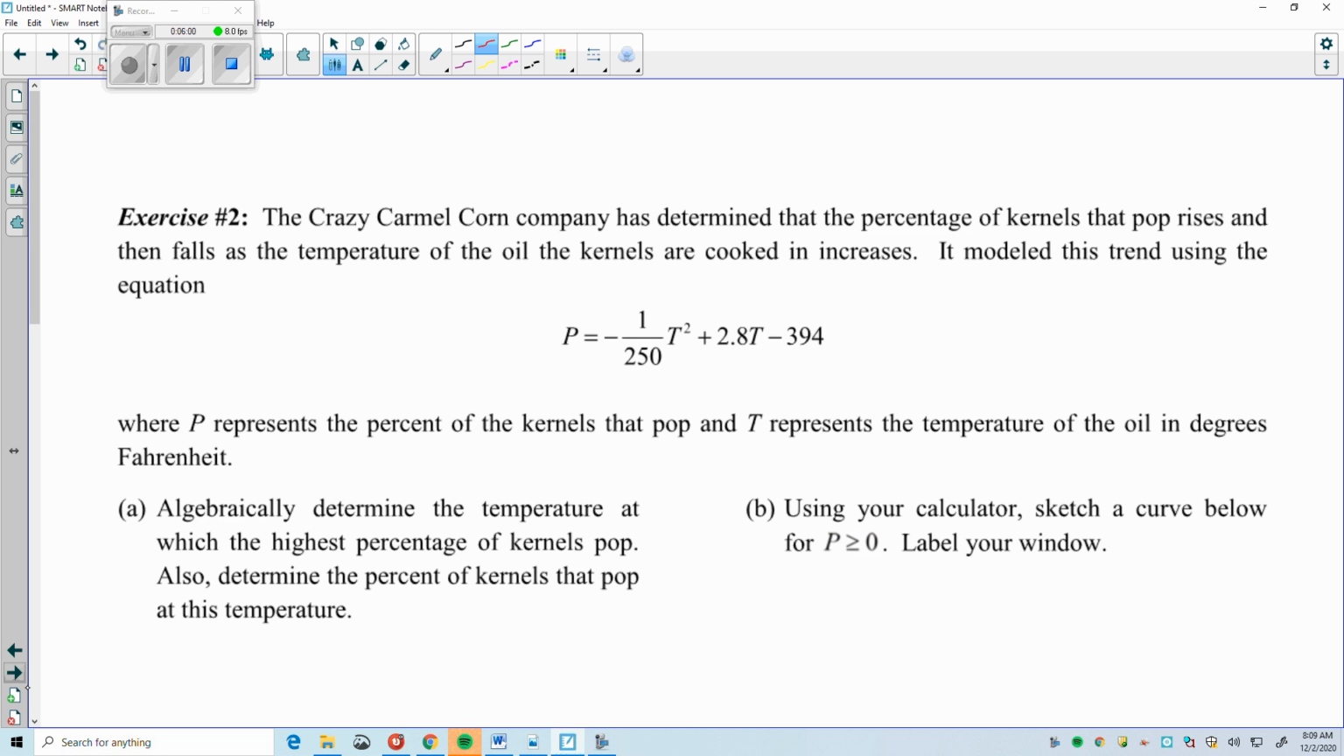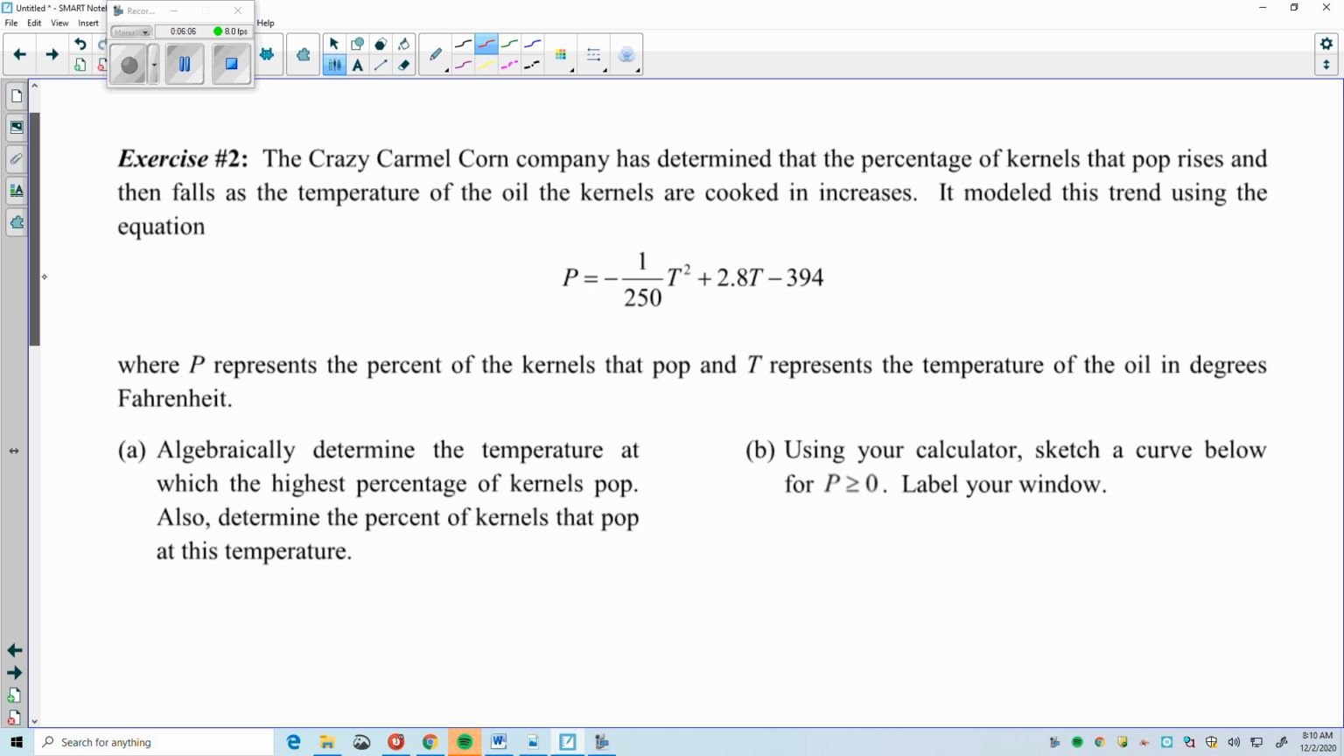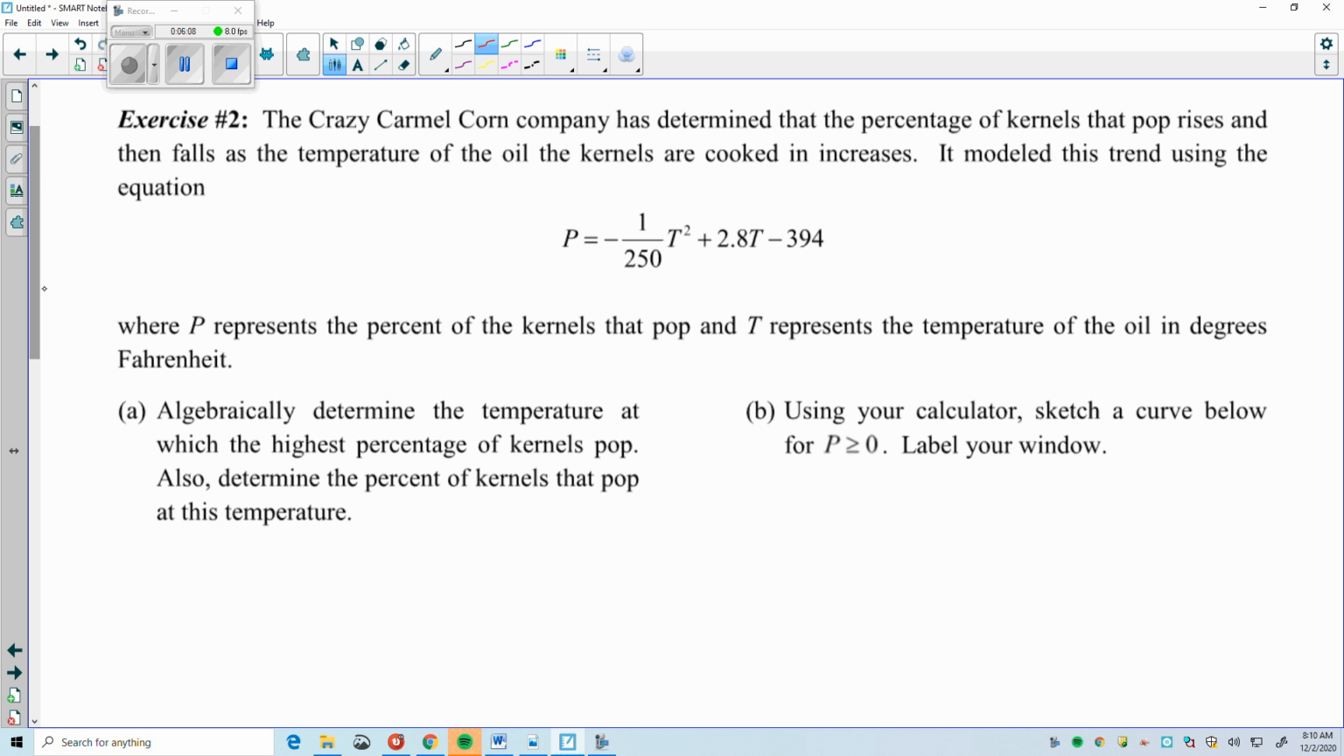Okay, taking a look at our next one. The Crazy Caramel Corn Company has determined that the percentage of kernels that pop, rise, and then fall as the temperature of the oil the kernels are cooked in increases. It's modeled by this formula. P represents the percent of kernels that pop. T represents the temperature of the oil in degrees Fahrenheit. So P is a percent, T is temperature.